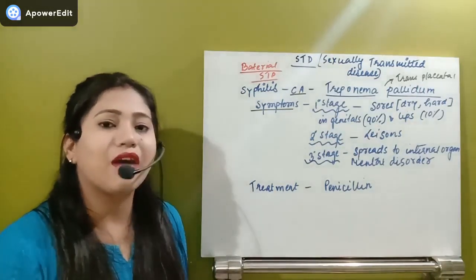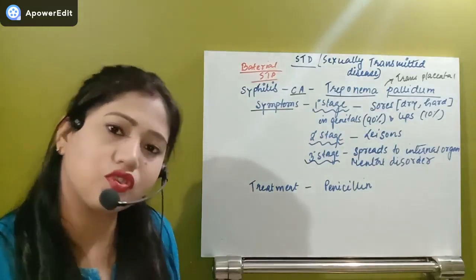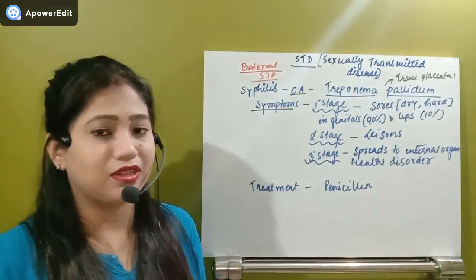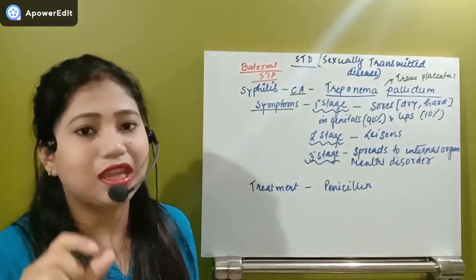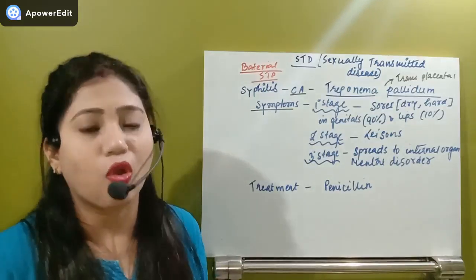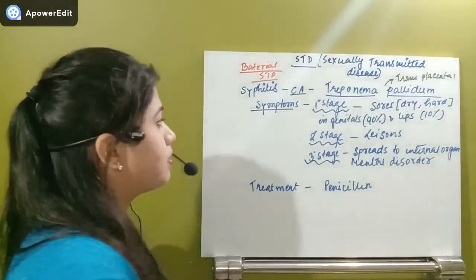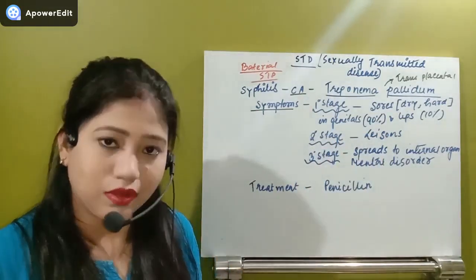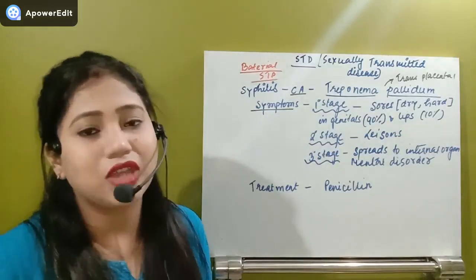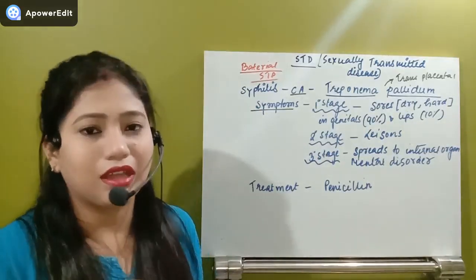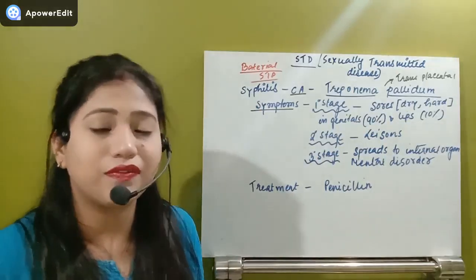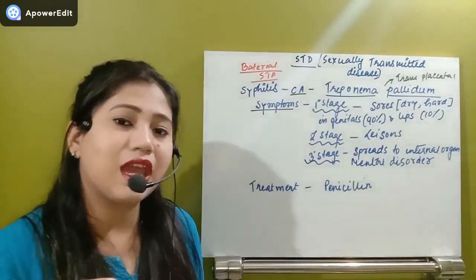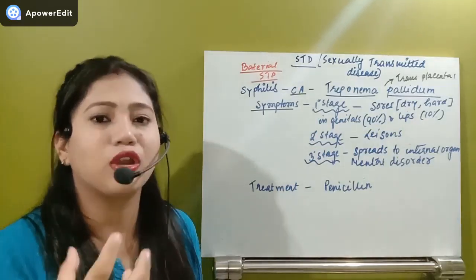But what happened after some time, gradually? First of all, it was dry. Now in the secondary stage, around the sores, the skin starts to swell. Inflammation occurs. In the region where the sore was, in the genitals as well as on the lips, the skin starts to get fluid filled, more inflamed, and it can swell more and more.